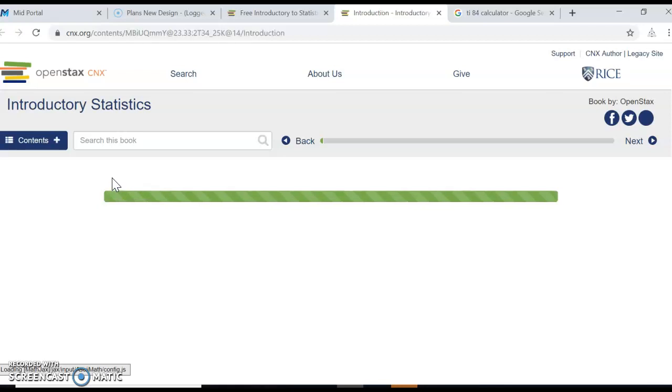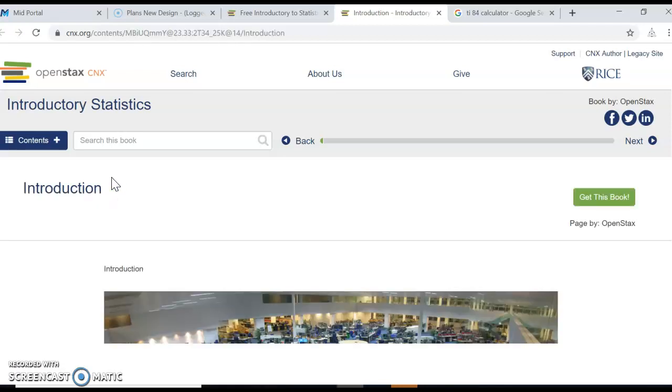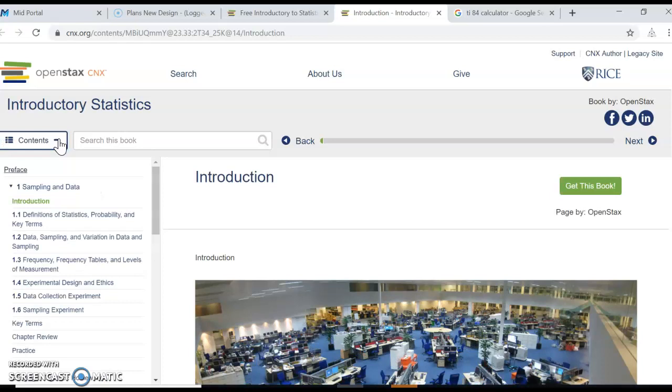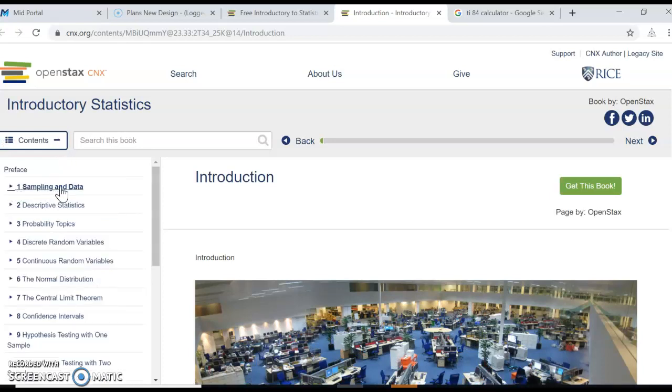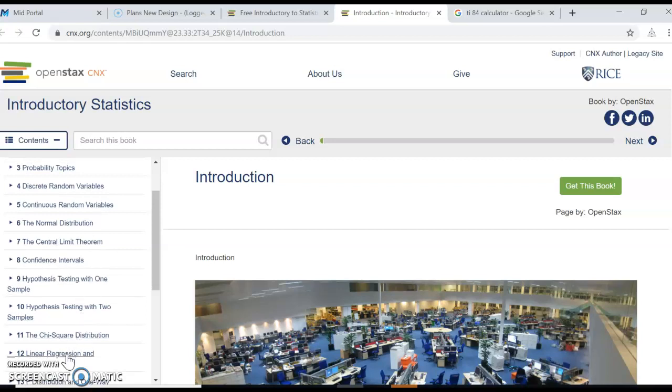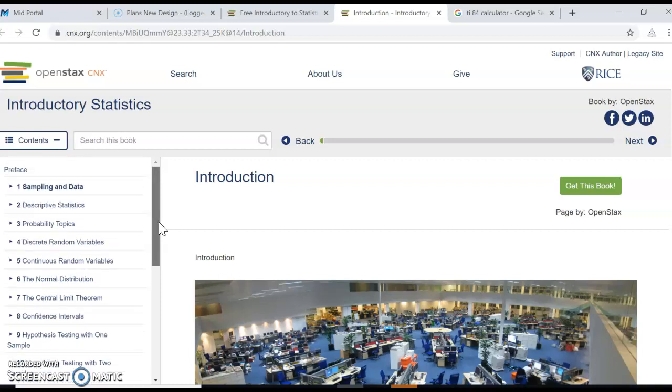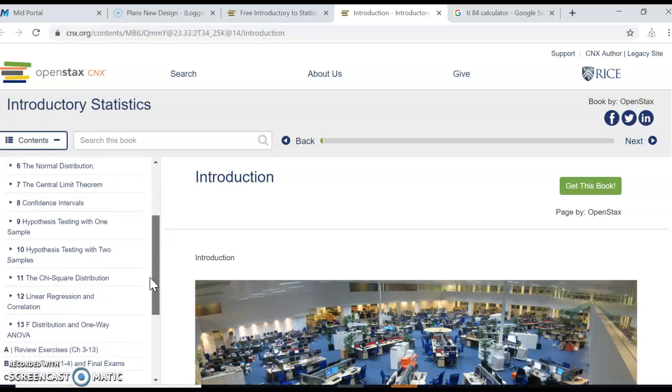I will say at this point in time, if you look at the contents, let's zoom that out. We go over most of the chapters from 1 through 12. We actually skip chapters 5 and 11, but other than that, we hit every chapter from 1 through 12.